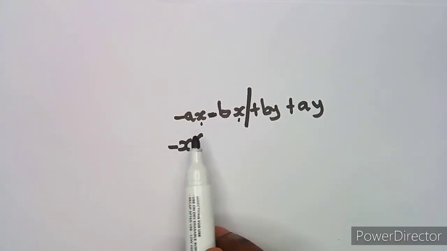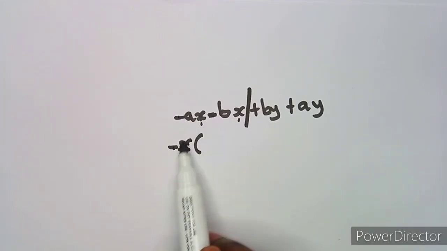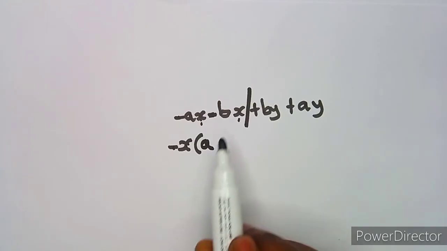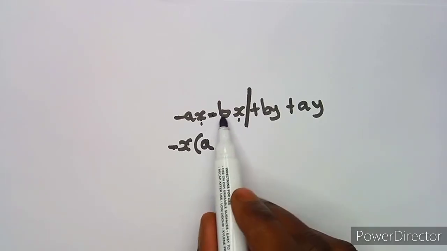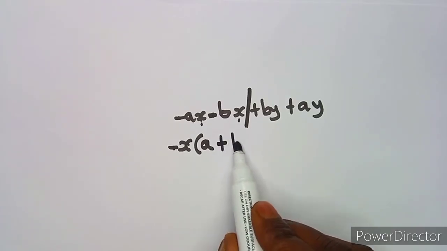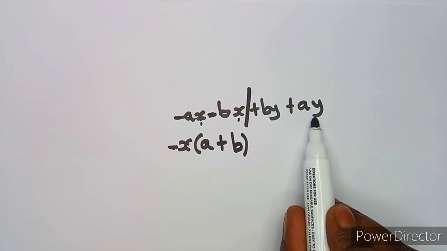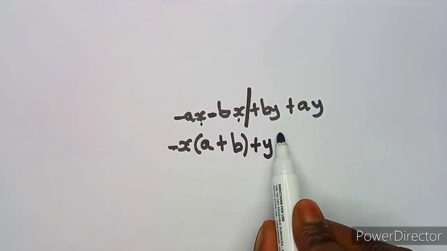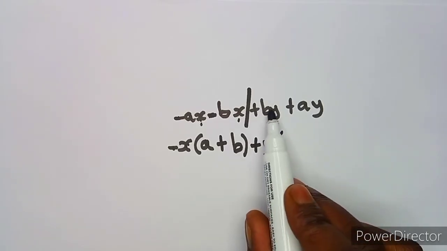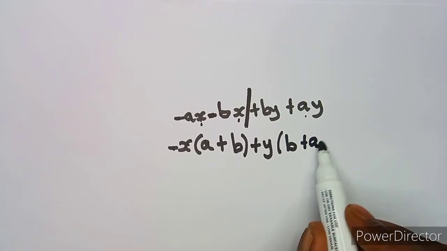Once you factor out negative x, negative and negative is a positive. x and x cancel, which means you remain with a. Here negative and negative cancel, x and x cancel, which means you remain with a plus b like this. All right, then here what is common is plus y. We do not have a negative, but plus y is common, so here I'm going to be left with b, and here I'm going to be left with a.